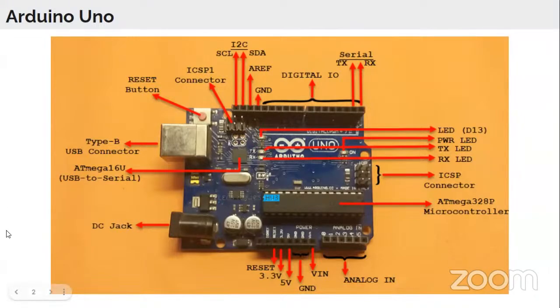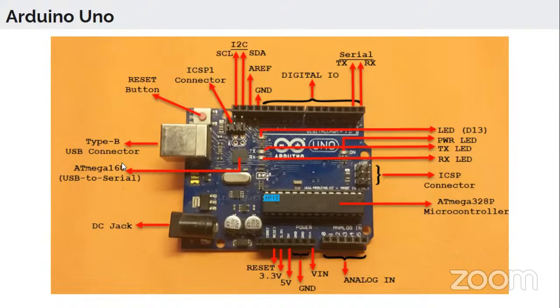Okay, let's see the other pins. We'll start from the left side. The first one is the Type B USB connector. There are two functionalities of this connector. Either we can give supply to this board using the Type B USB connector with your PC or power bank, or we can use it to dump your code into the Atmega 328 IC.